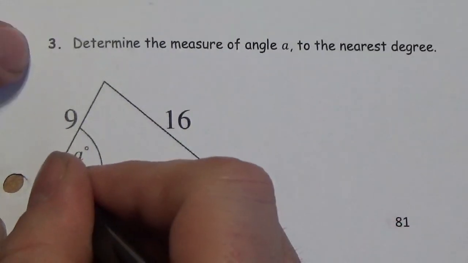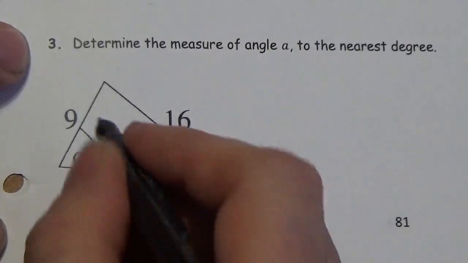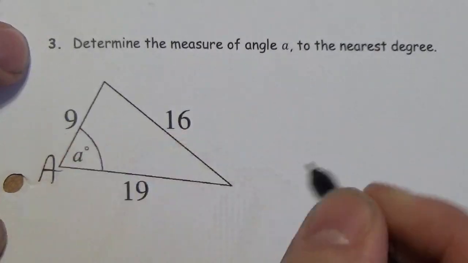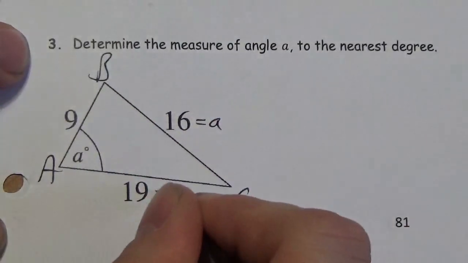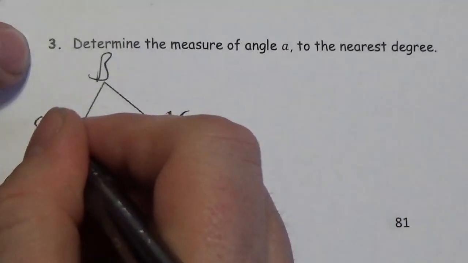So now I'm going to label this. And because this is angle A, I'm actually going to change that to capital A. We'll make that B. We'll make that C. So this is my little a, this is my little side b, and this is going to be my side c.